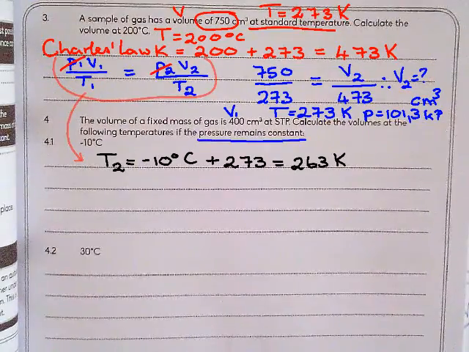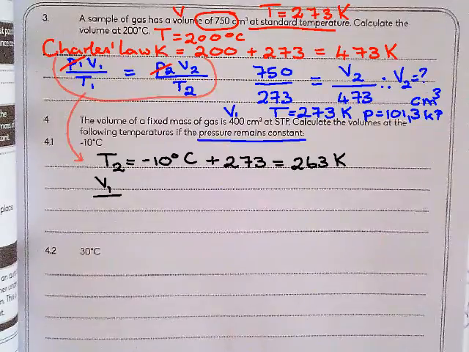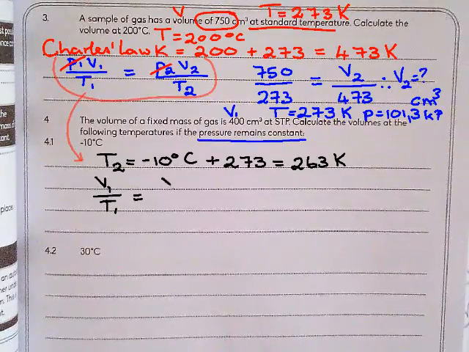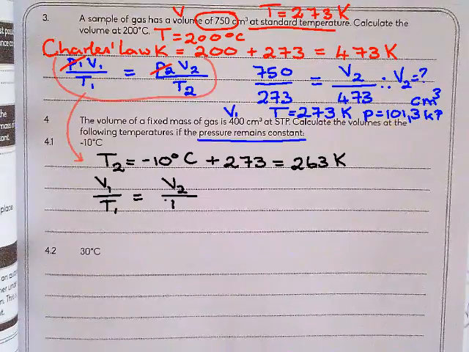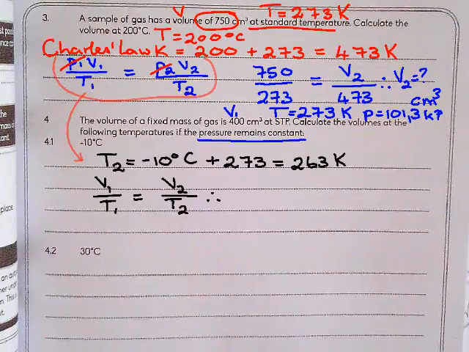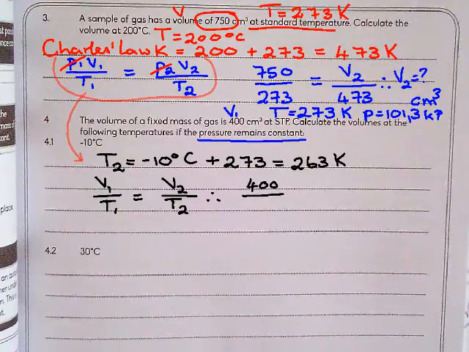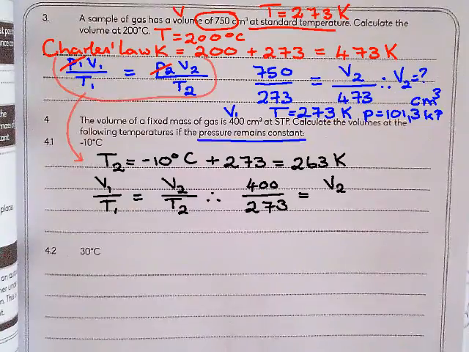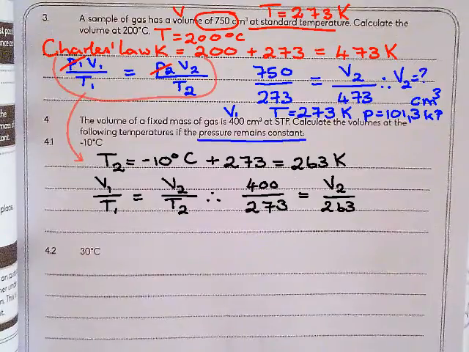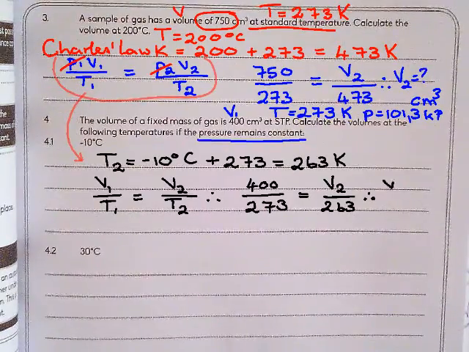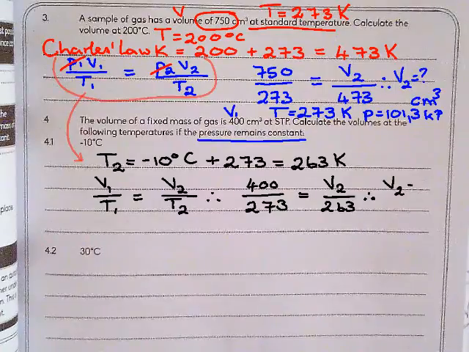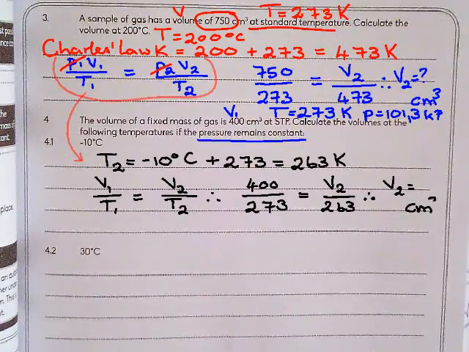So you're going to use the same equation, V1 over T1 equals V2 over T2. Your V1 is the 400, your T1 is the 273, your V2 is the one you need to calculate, and your T2 is the 263. I'm sure you'll be able to calculate V2, and once again the answer will be in cubic centimeters.